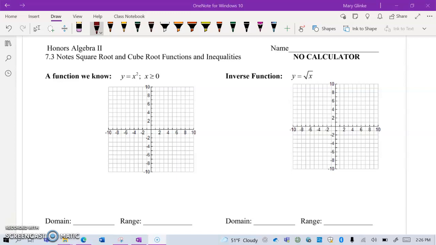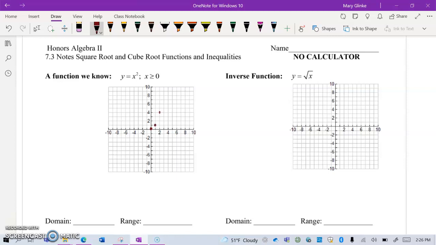Hello. Today we're going to be going over square root and cube root graphs. So the first thing we're going to do is start off with functions that we know to help us get to our new functions. So we're going to start off with a quadratic function. Our vertex here is going to be (0, 0).